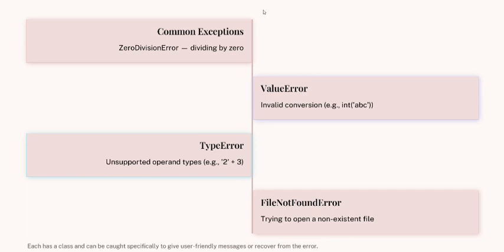Number one, ZeroDivisionError. The first exception is ZeroDivisionError. This error occurs when we try to divide a number by zero, because division by zero is not mathematically possible. To handle this error, we can use exception handling.